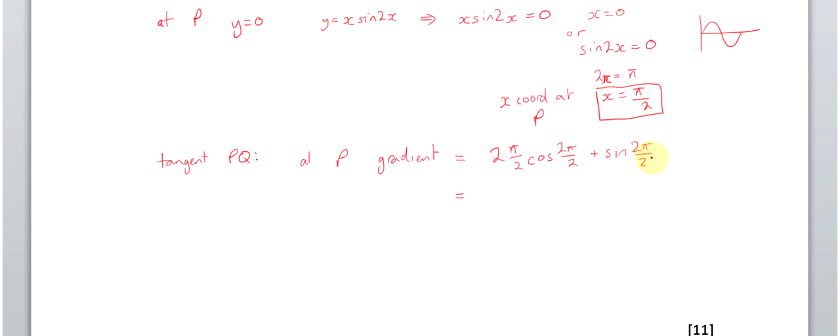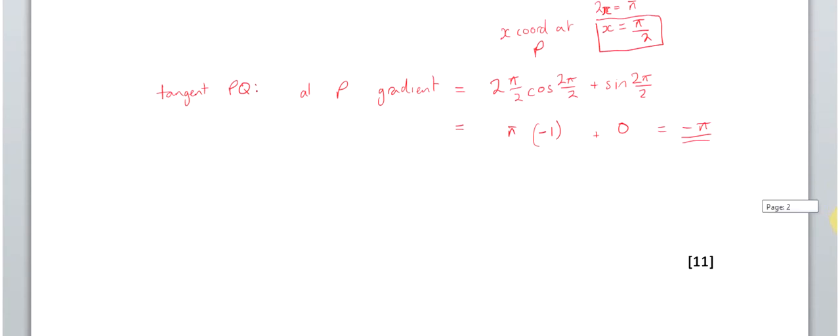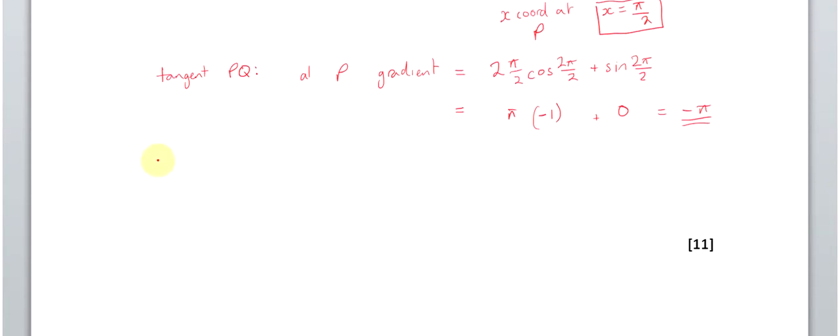So we've got the sine of pi, which of course is equal to 0, and here we've got the cos of pi, which is minus 1, and here we've got 2 pi over 2, which of course is pi, and so the whole thing ends up as being minus pi. That is the gradient. So we've got the gradient, so we just need to stick it all in y equals mx plus c now.